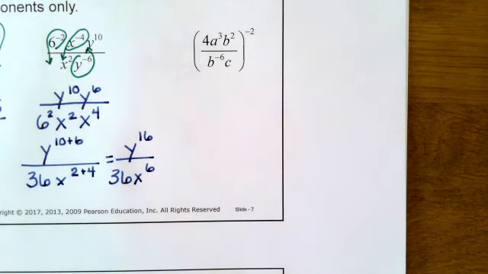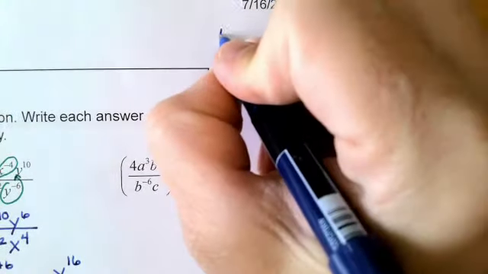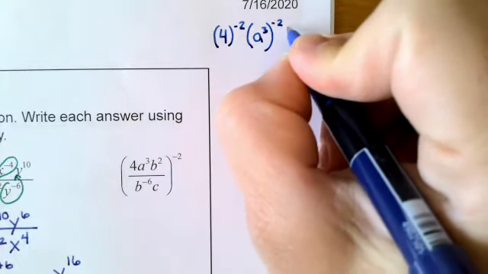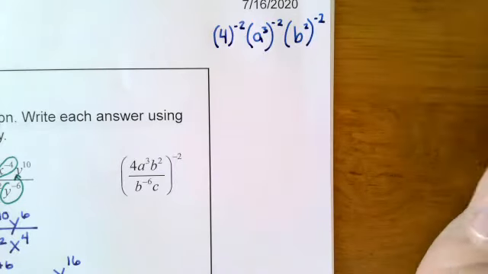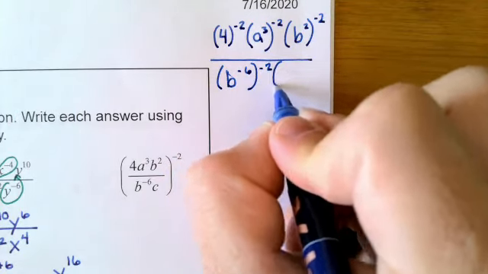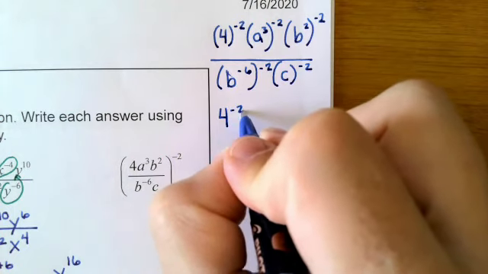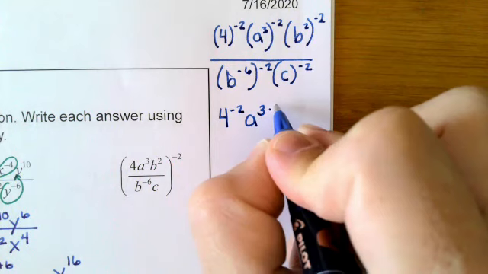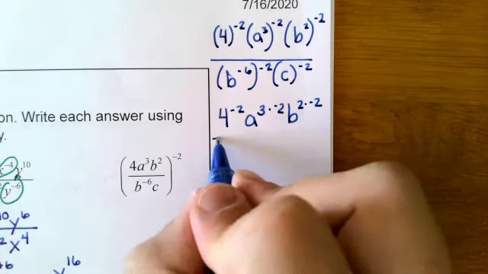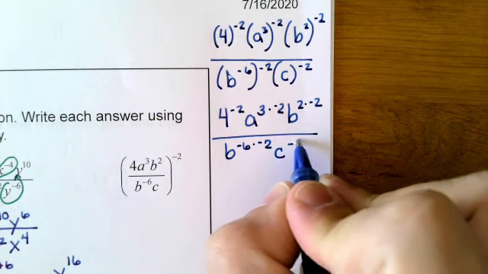One more. Let's distribute everything. I need more room for this. All right, I'll start way up here. 4 to the -2, a to the 3rd to -2, b squared to -2. Okay, I'm just going to start distributing over b to the -6 to the -2, c to the -2. Okay, 4 to the -2, a 3 times -2, b 2 times -2 over b -6 times -2, c -2.